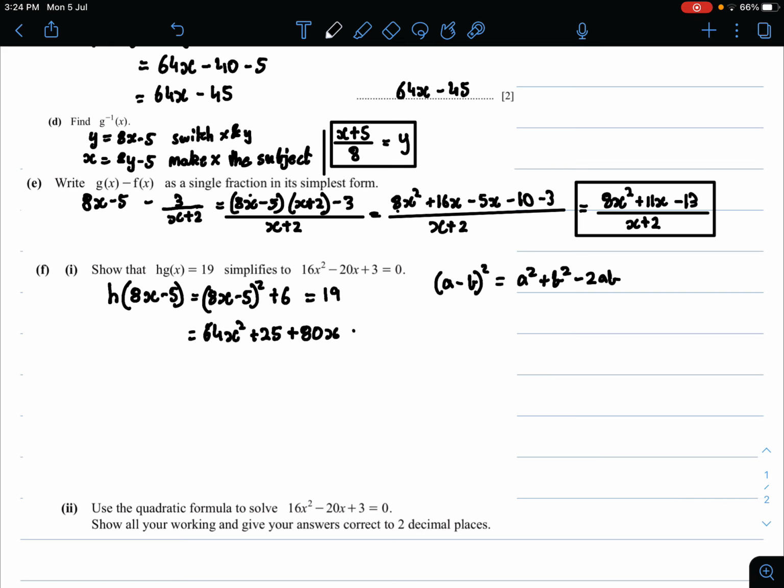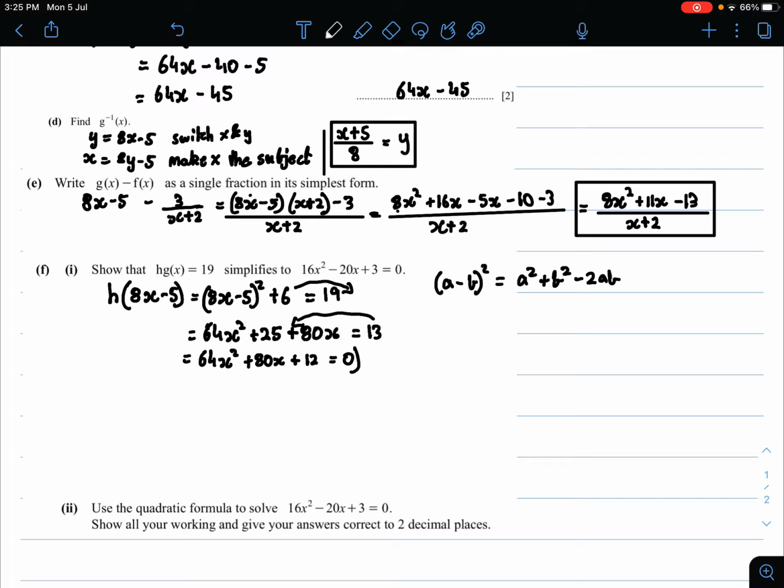80x is equal to, we can take the 6 to the other side of the equation. So positive when taken to the other side of the equation becomes negative. Therefore 19 minus 6 is equal to 13. So we can just rewrite this equation, 64x square plus 80x plus 25 equals 13. So we can take 13 to the other side. 25 minus 13 gives us positive 12. So therefore equal to 0 now.